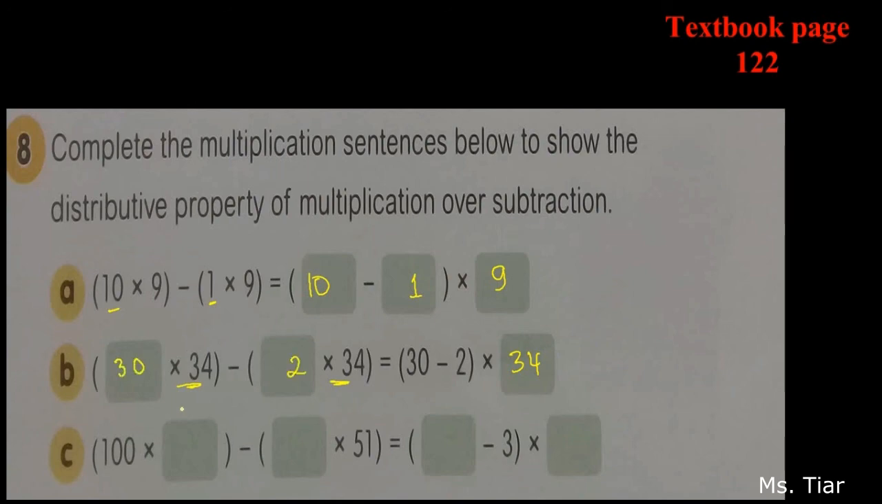Question C. Oh, this is quite confusing, but look at this. Must be multiplied by 51, right? If this part is multiplied by 51, this part is also multiplied by 51. So because both of them are multiplied by 51, we put 51 outside here. And then over here we have 100. Okay, so 100 must be 100 times 51 minus something times 51. We have 3 here, so we put 3 over here, 100 over here.